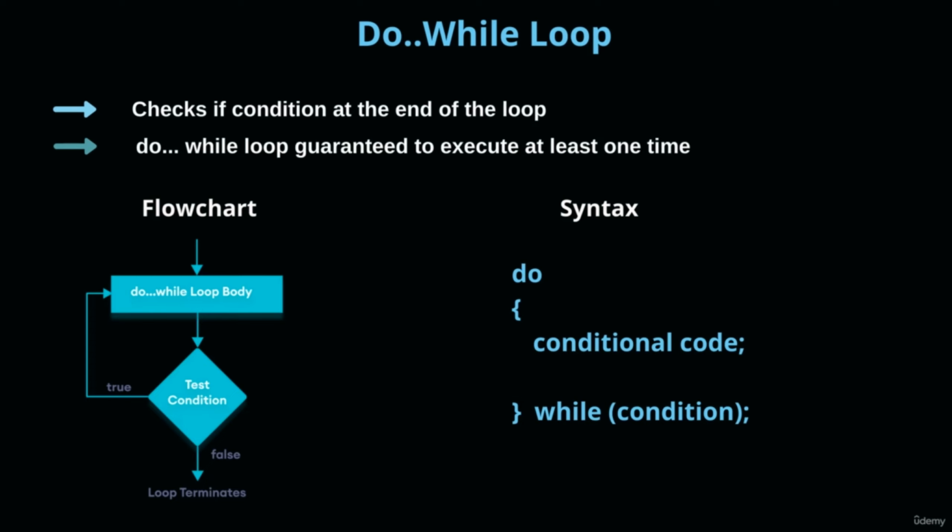As you can see here, it's do, then the code, and after the code, in the while you add the condition, and that must be terminated with a semicolon, which is mandatory. So here is the code block and then a condition. If false, it will get terminated. If true, it will keep on executing. As it is written, a do while loop is guaranteed to execute at least one time, because the condition is checked after the first execution.